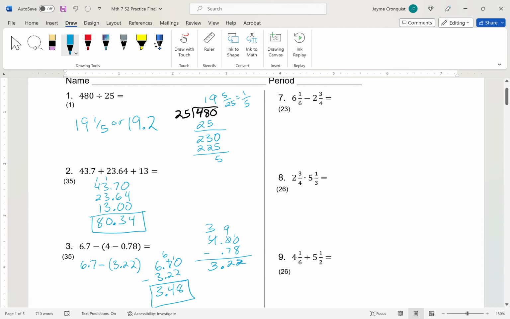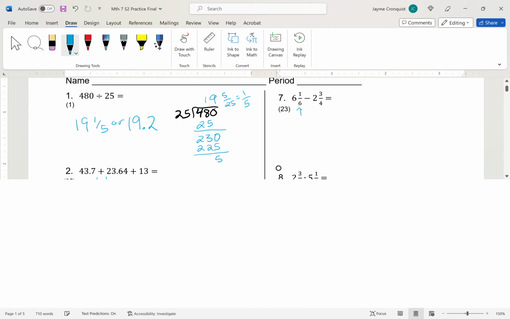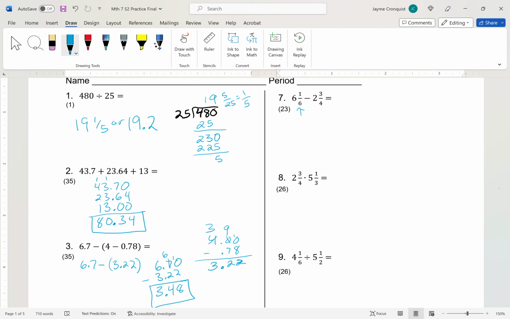Alright, now we're back up to number 7. Now, to subtract mixed numbers, I'm going to double check my fraction, the 1/6. It is not larger than the 3/4, so I need to borrow. So I'm going to turn that 6 into a 5 and add this extra 1 I just took off in the form of 6 over 6, and I'm going to end up with 7 over 6.